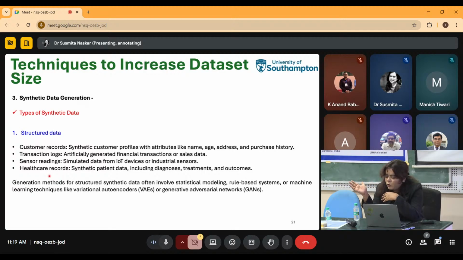But one thing we also have to understand is that there can be some kind of uncertainty, and there can also be not much relevance to the real-life data. So that's the reason we need a lot of fitting and convergence study when we are talking about structured synthetic data.